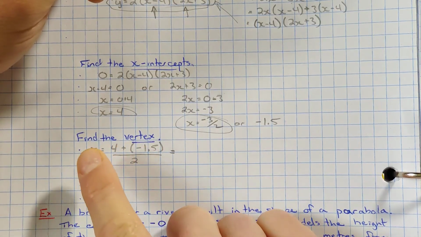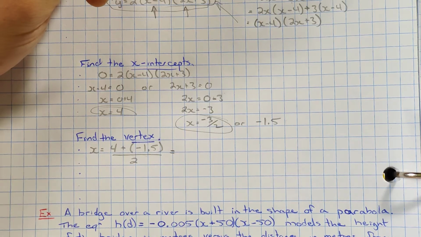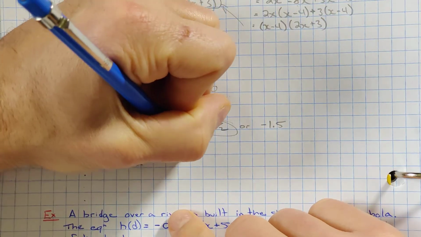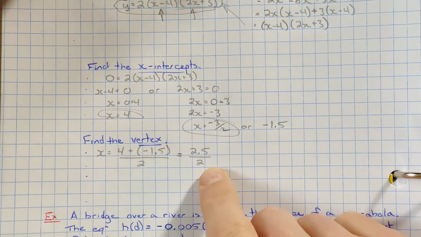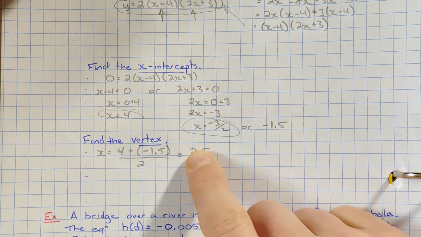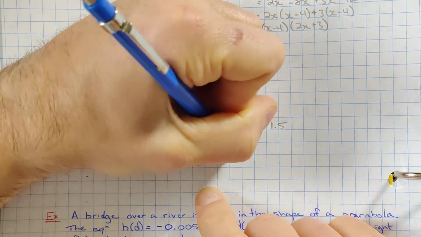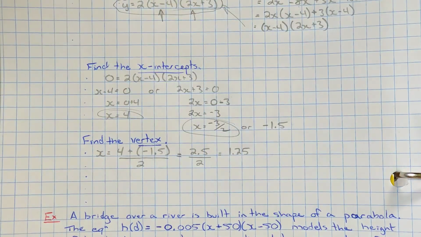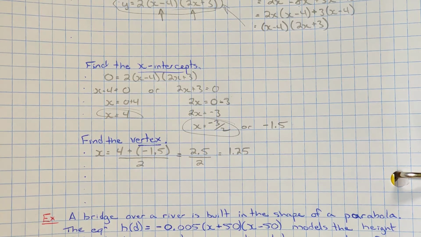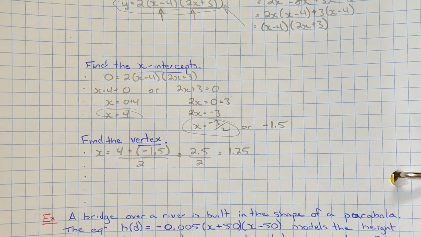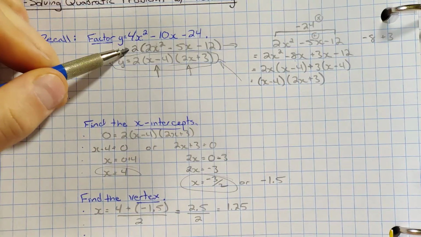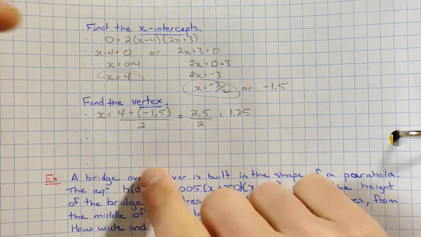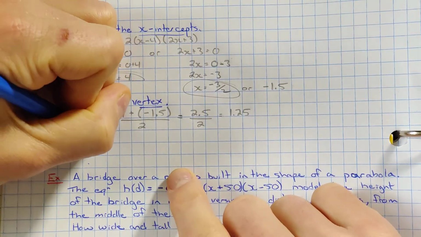So 4 plus negative 1.5, that's 4 minus 1.5, or it's going to be 2.5 divided by 2. And when we divide 2.5 by 2, we're going to get 1.25. So there's our vertex x value. So now we have to find the y value of the vertex. So this is the vertex x value. That's our axis of symmetry in the middle. Where's our y value? All we got to do is go back up, take our equation, and sub that x value in.